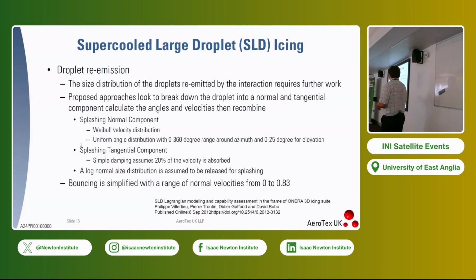And then, in terms of the tangential component, you just take a simple damping and assume 20% of the energy is lost during the interaction. And for the bouncing case, it's effectively just coming down to the tangential component. So basically you get the normal velocity coming out from the surface is either between 0 or 0.83 of the incoming velocity.